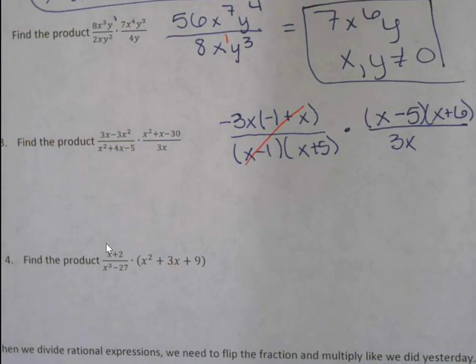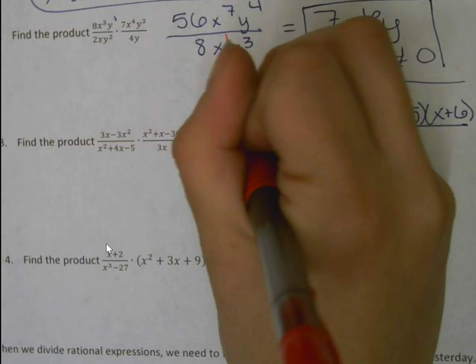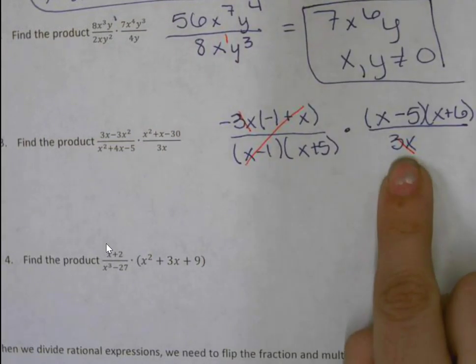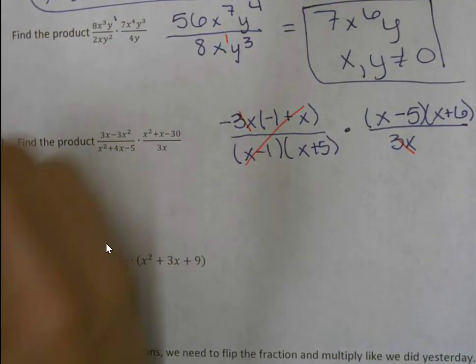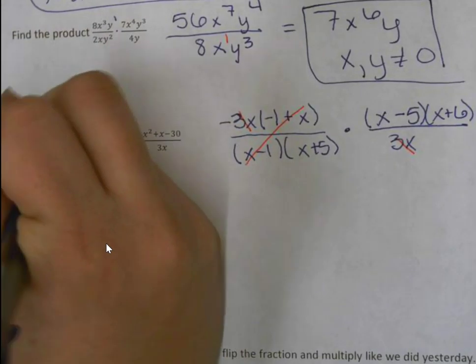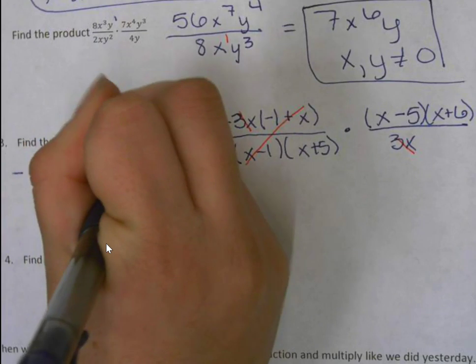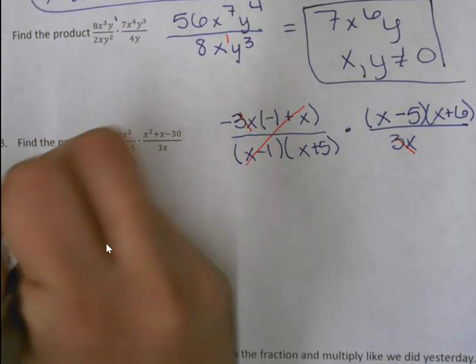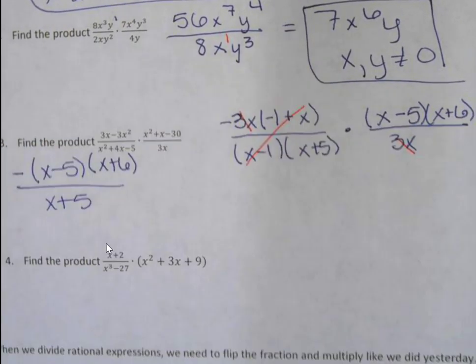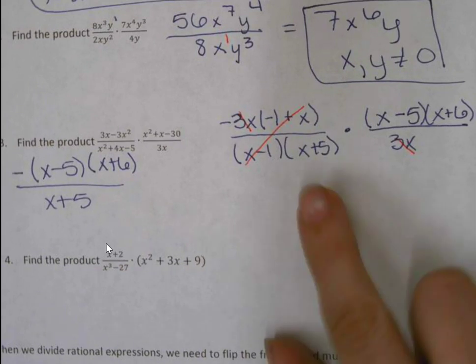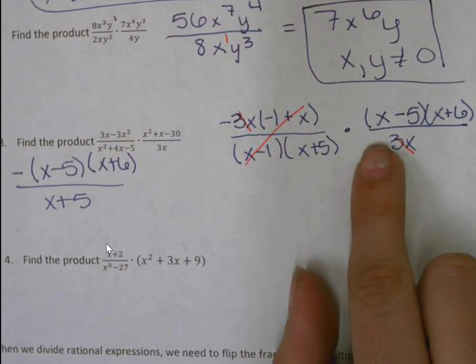Oh, the negative together. Just the 3x. The negative stays because this bottom one isn't negative. So then when I go back to rewrite this, it's going to be negative x minus 5 over x plus 6. And then on the bottom I have x plus 5. No, because they're opposite signs. They have to be the same sign.